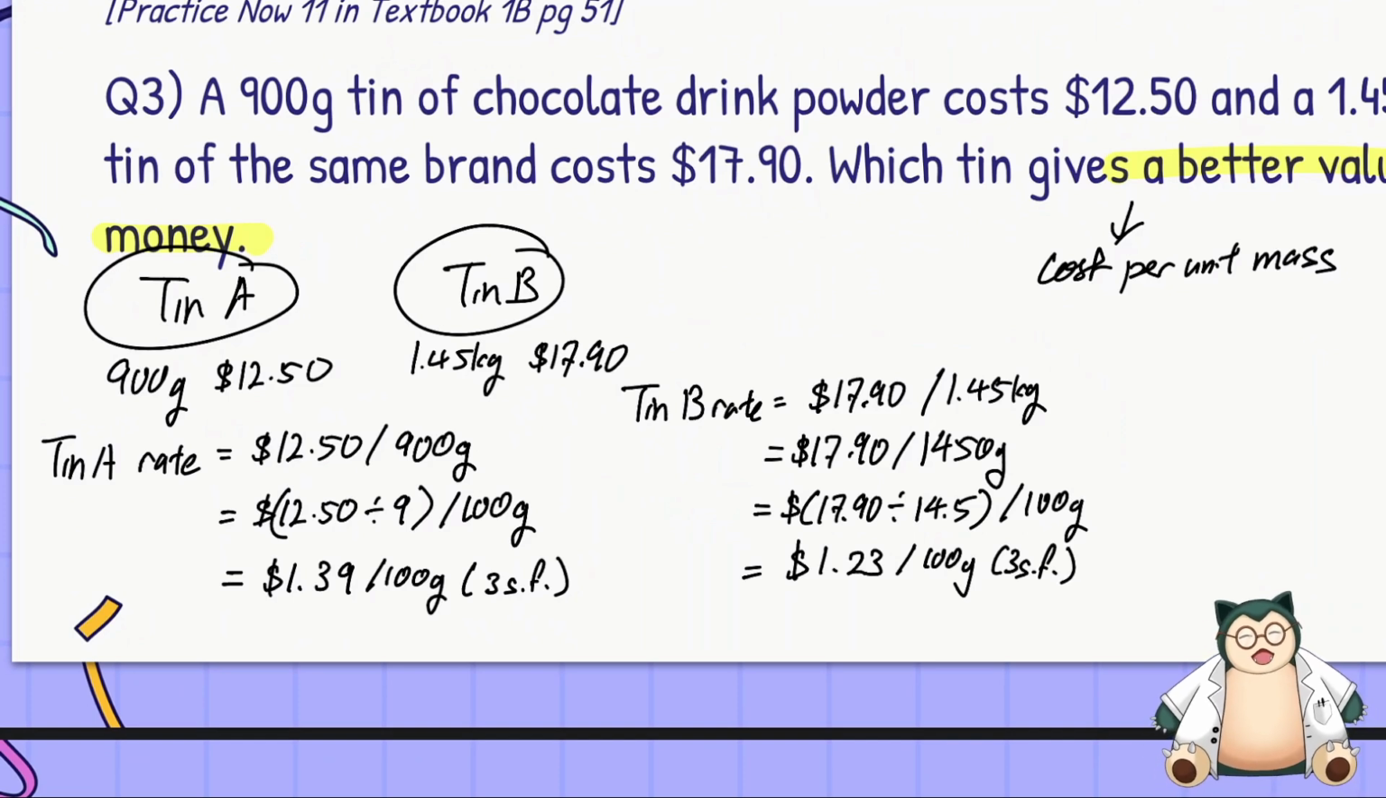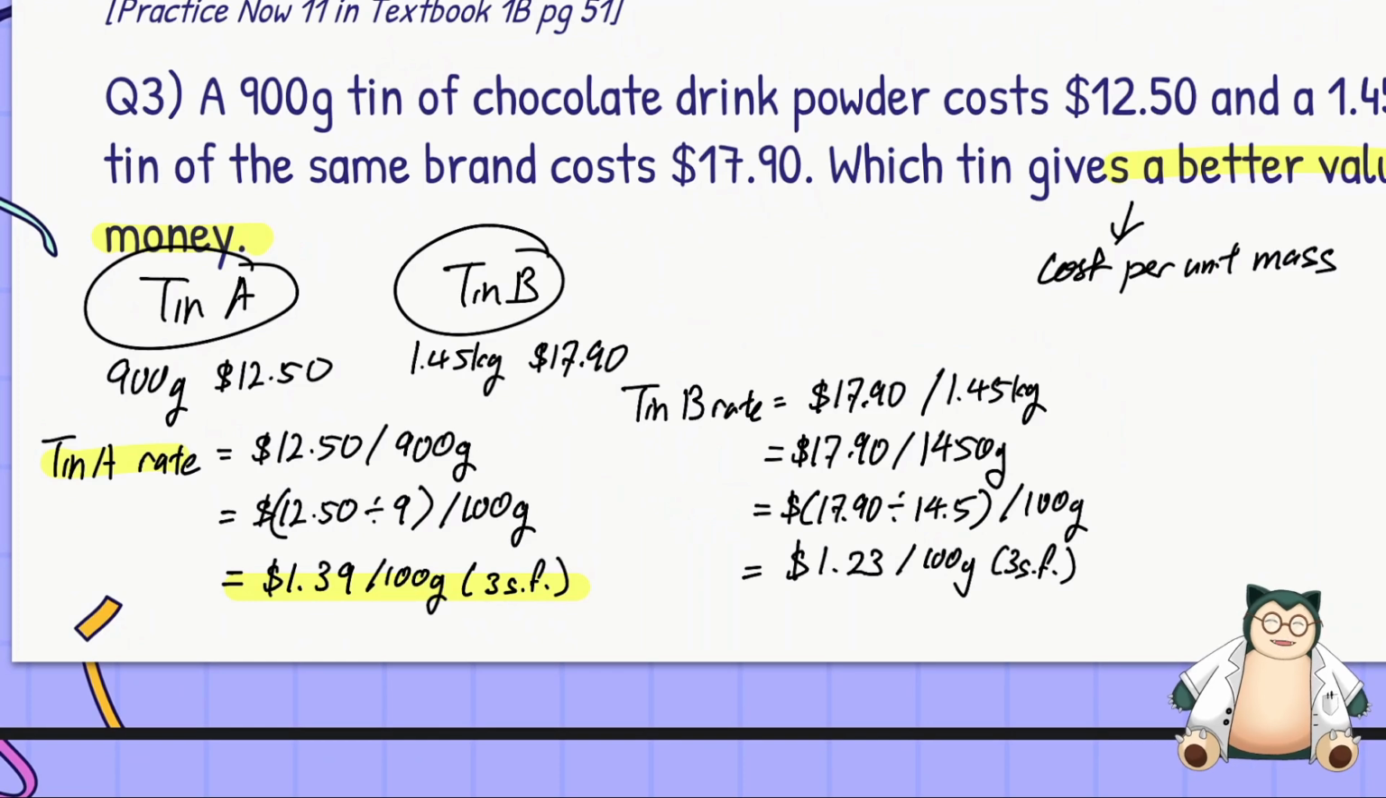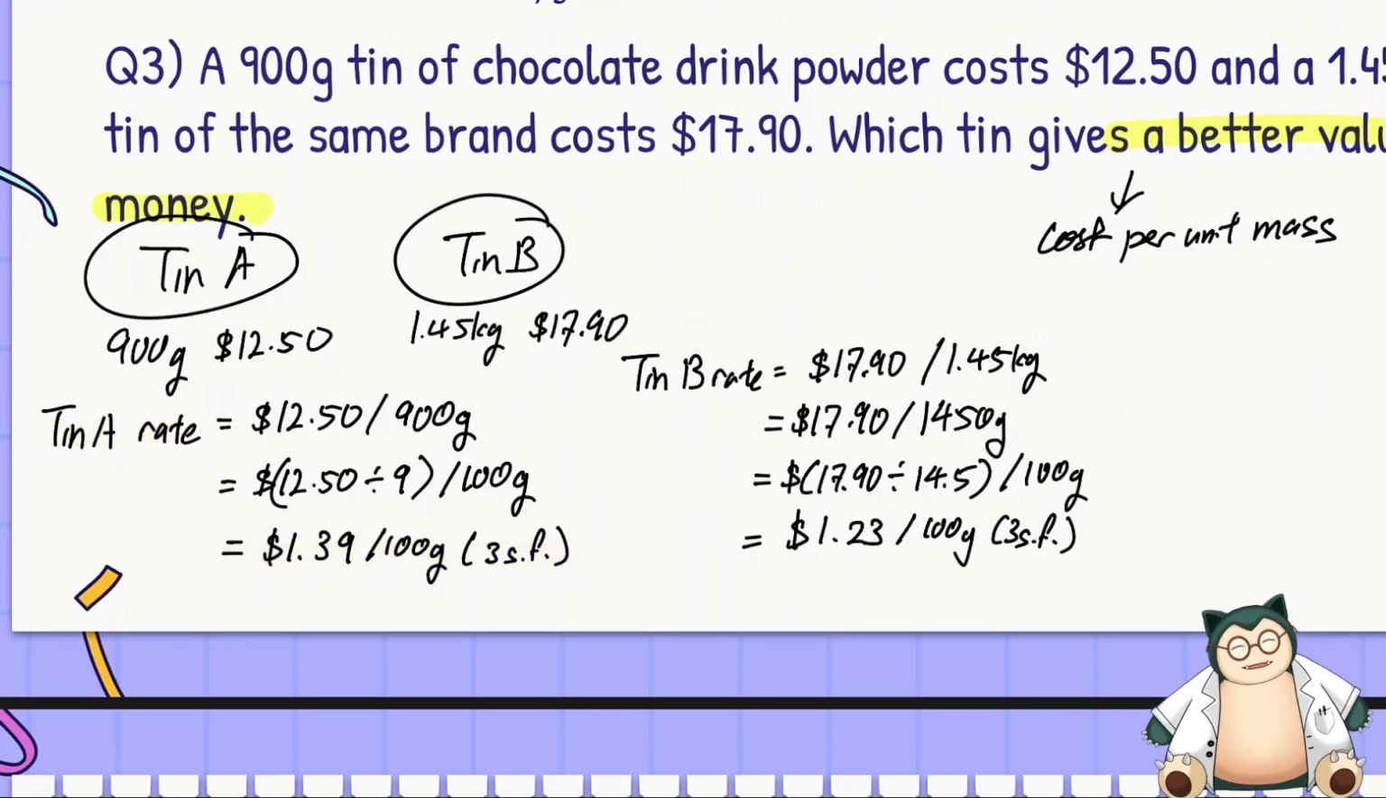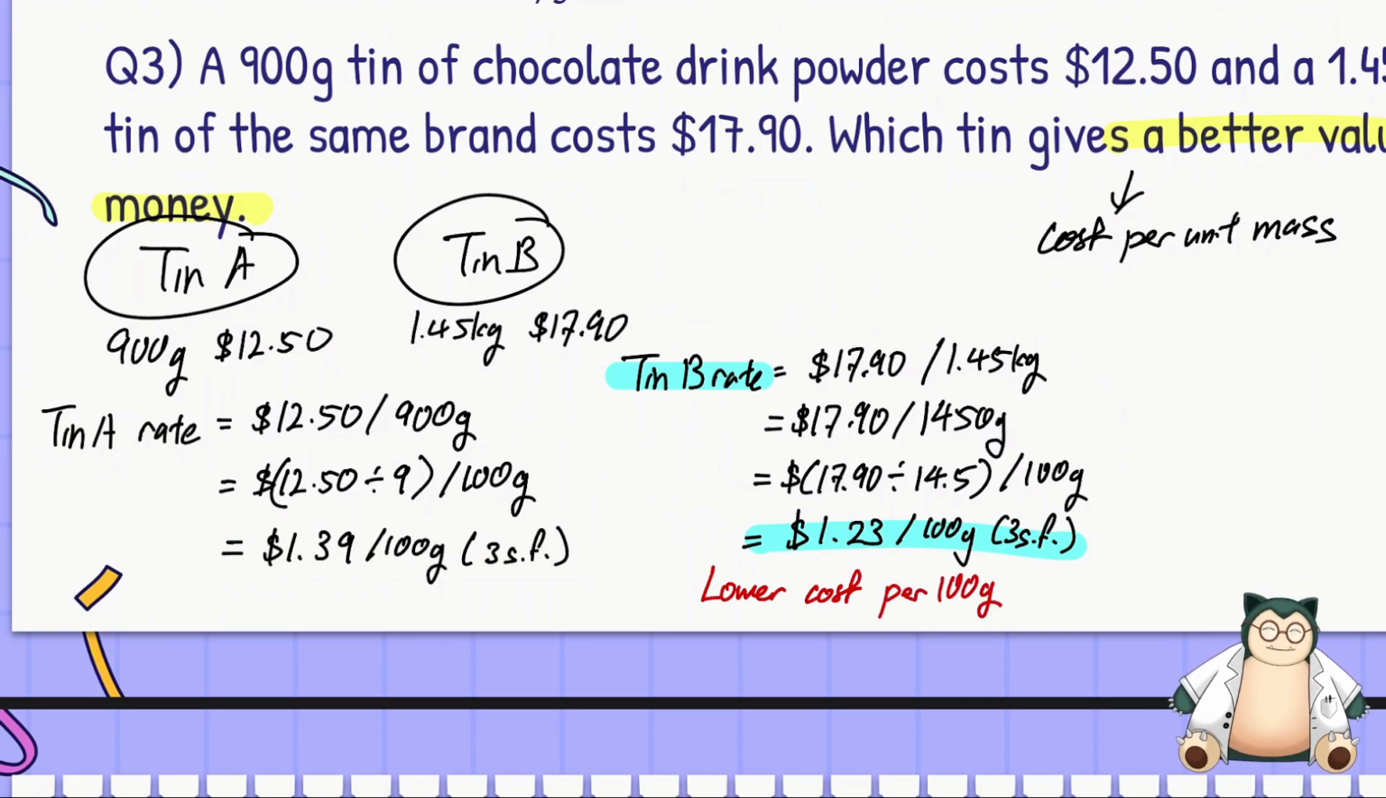When we compare the rate of both tins, what you notice is that tin A costs more for every 100 grams. Is that value for money? Doesn't sound like it, right? On the contrary, it is tin B that is more value for money because it has a lower cost per 100 grams, which means it costs less for every 100 grams of this chocolate drink powder.